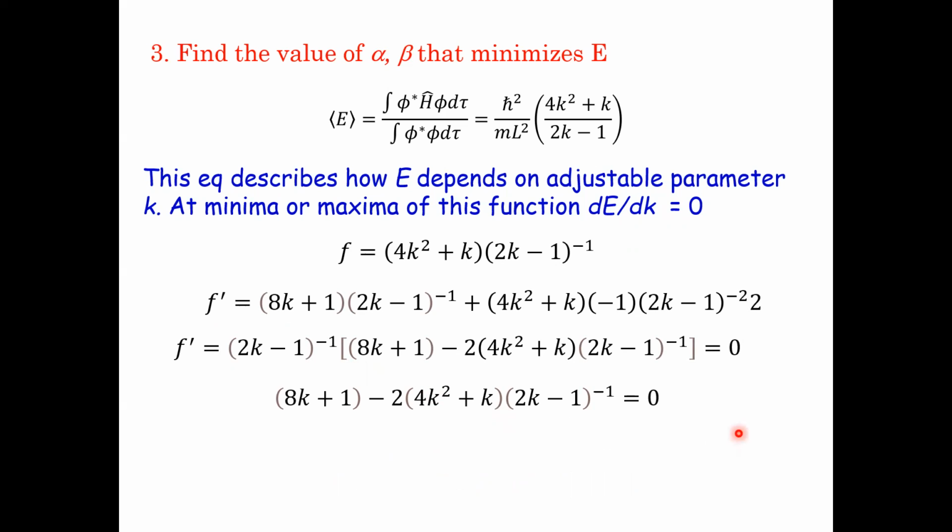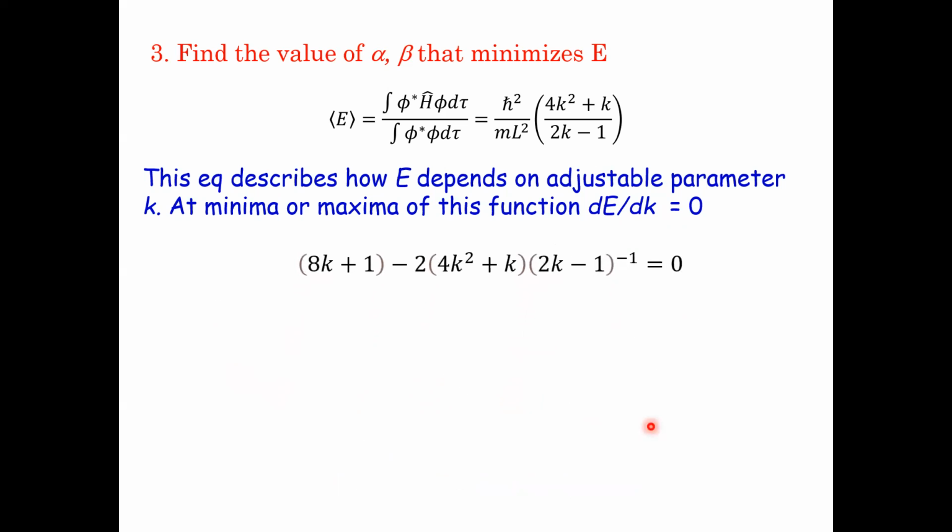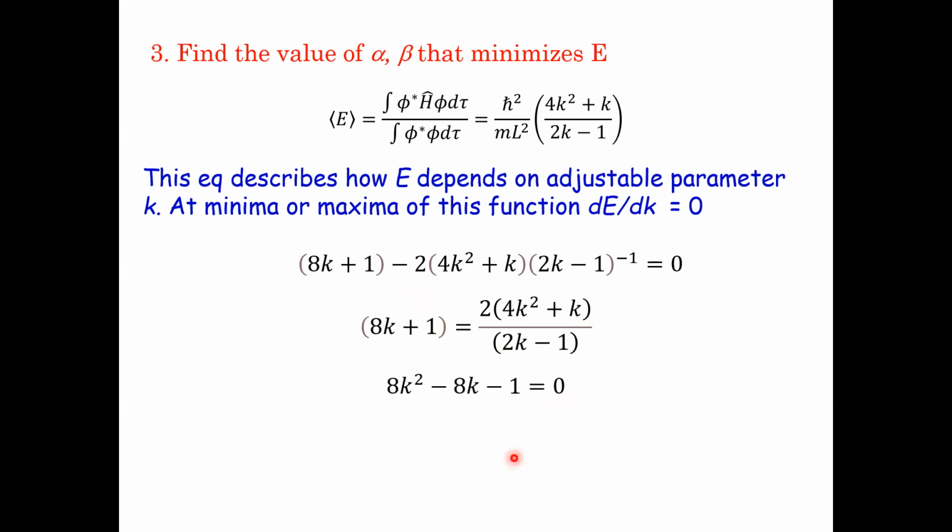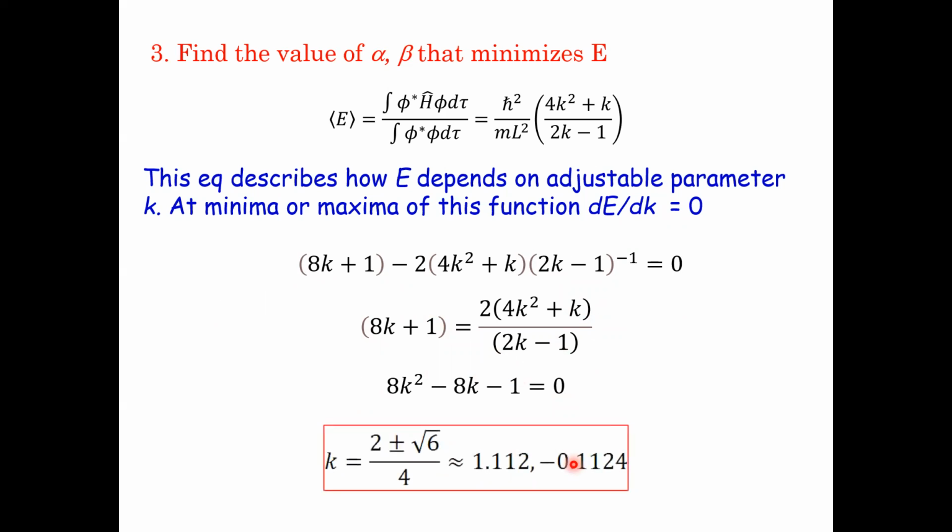I had an extra slide in there, I apologize. So what I was suggesting was that I could take any one of these values or take this polynomial and set it equal to 0, and I will find the value of k which minimizes the function. That's written here. Working through this, I bring this term over to the right-hand side, I cross multiply things, and you end up getting a quadratic. You solve this for k, and here's our final answer. k is equal to 1.11 or negative 0.112. We have found the values of alpha and beta that minimize E.